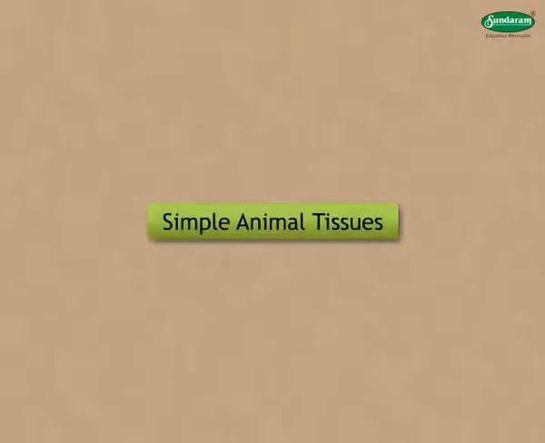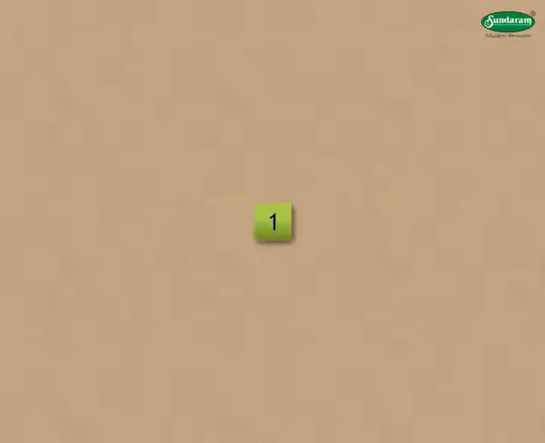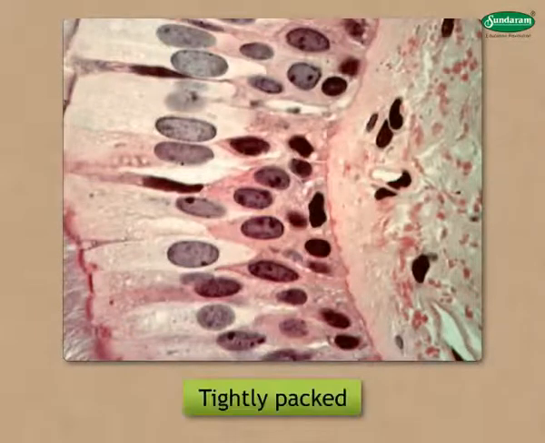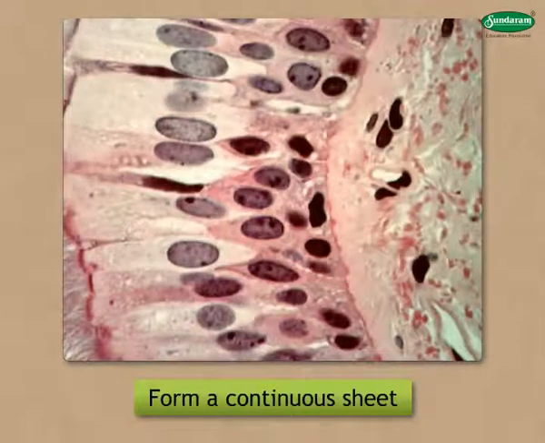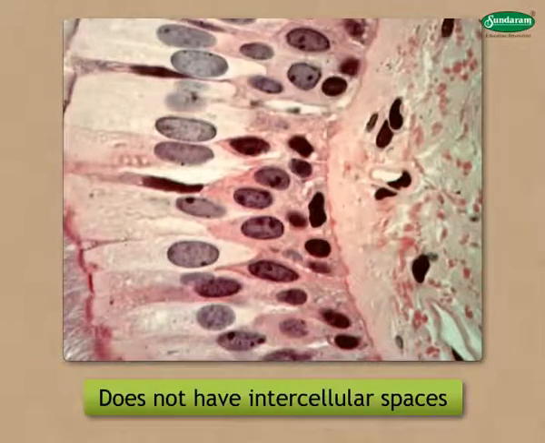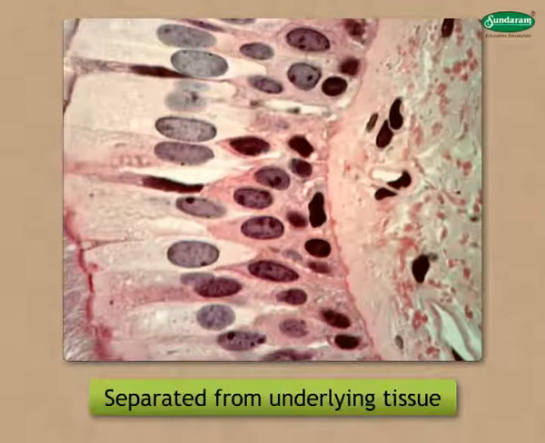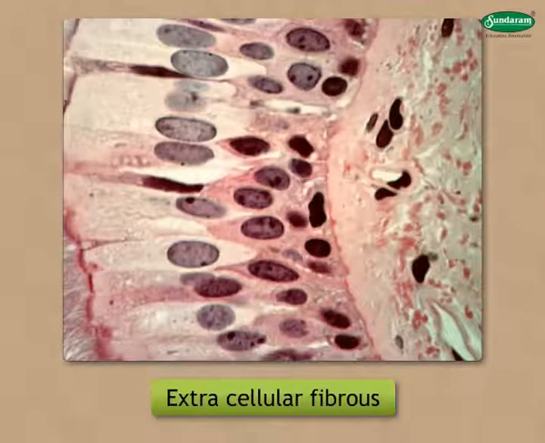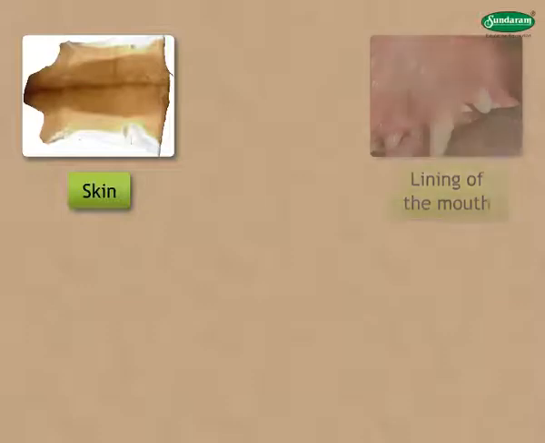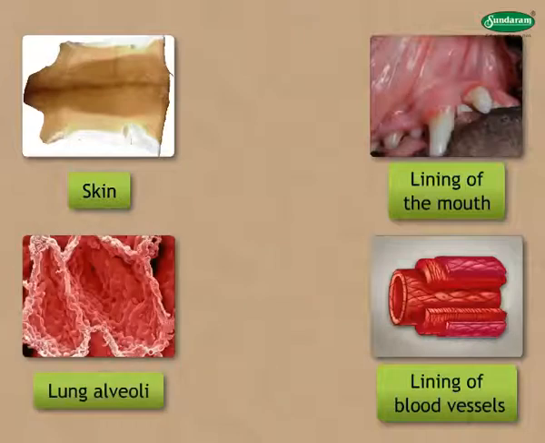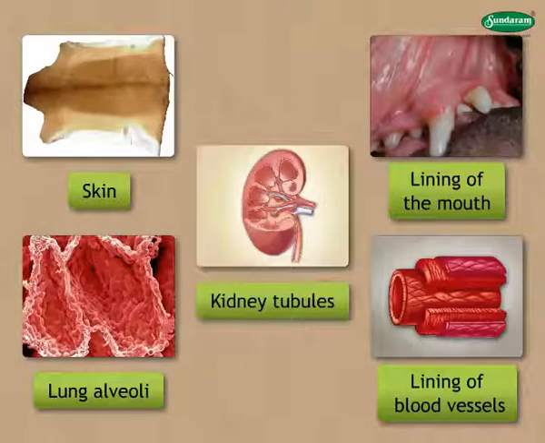Simple animal tissues. Simple animal tissue consists of one type of cells. 1. Epithelial tissue. Cells of epithelial tissues are tightly packed and form a continuous sheet. They have no intercellular spaces. All epithelium is usually separated from the underlying tissue by an extracellular fibrous basement membrane. The skin, the lining of the mouth, lining of blood vessels, lung alveoli, and kidney tubules are all made of epithelial tissue.